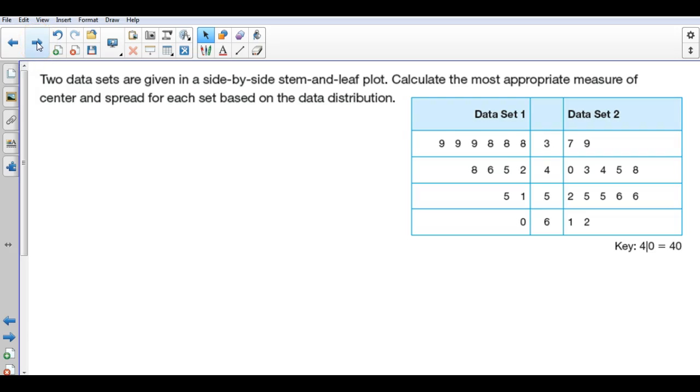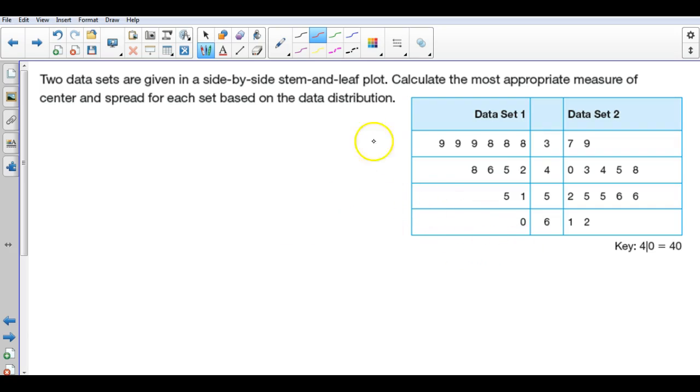With this next problem, I have two data sets. So what I'm going to do is analyze each data set first. We'll talk about the spread of each of these two data sets, and then based on that spread, we'll determine what the most appropriate measure of central tendency and spread would be then.